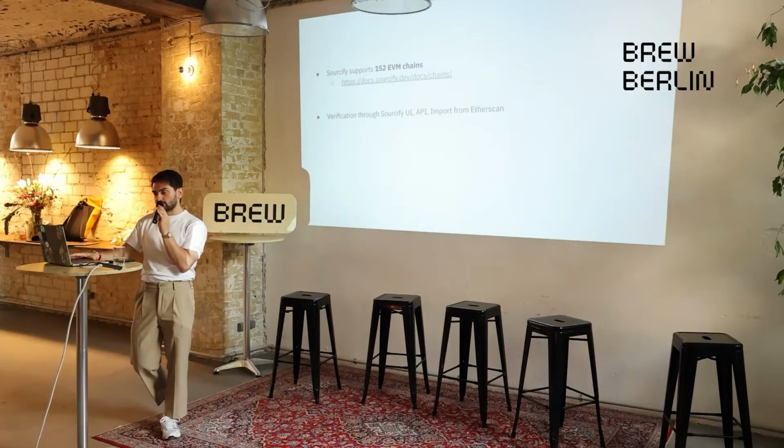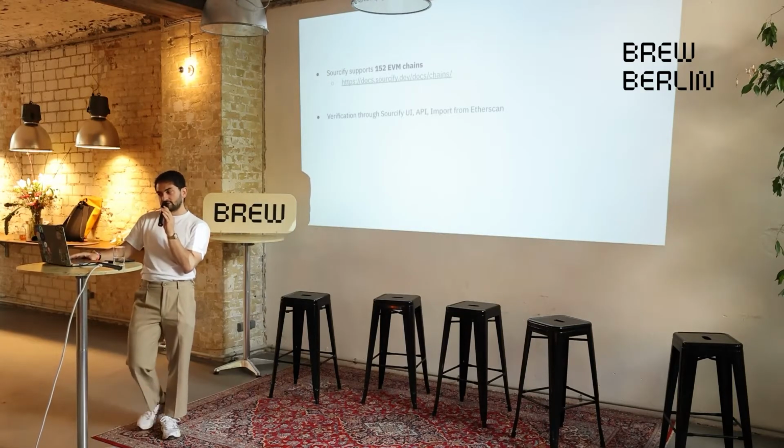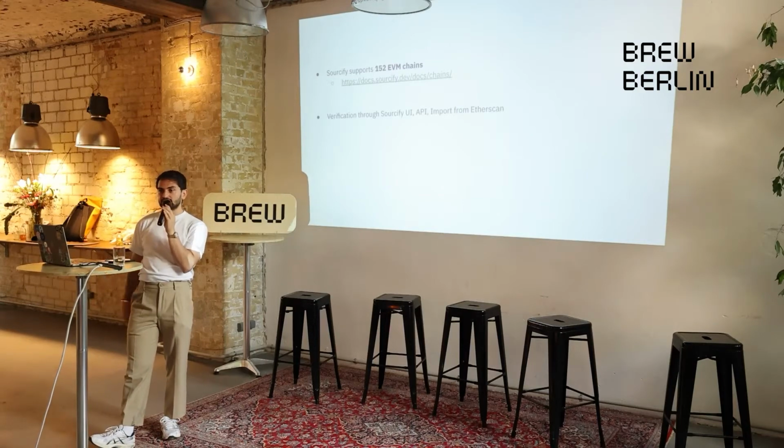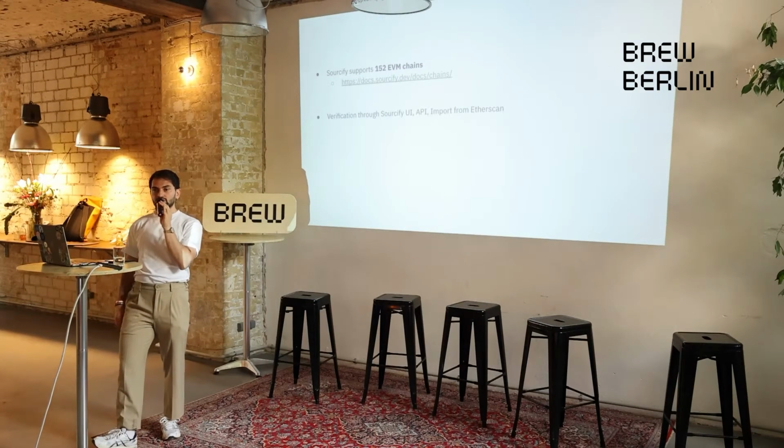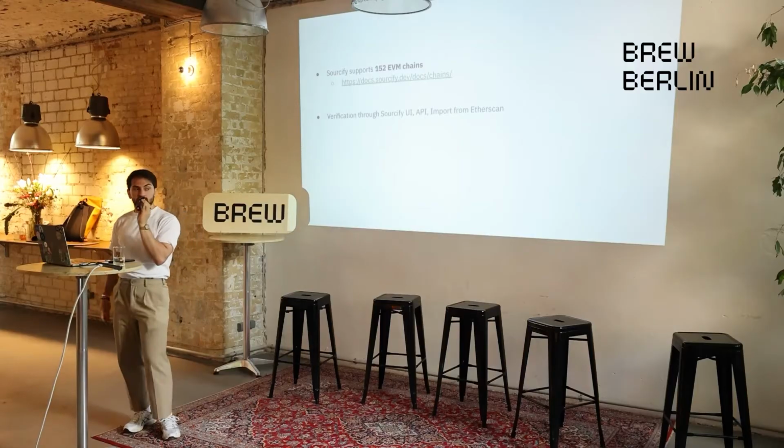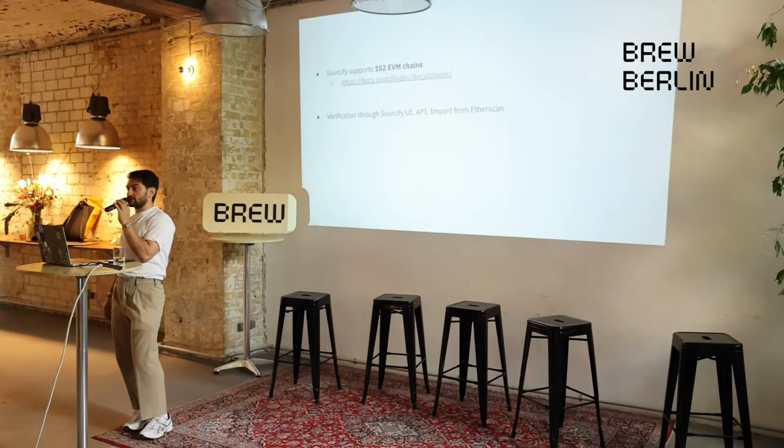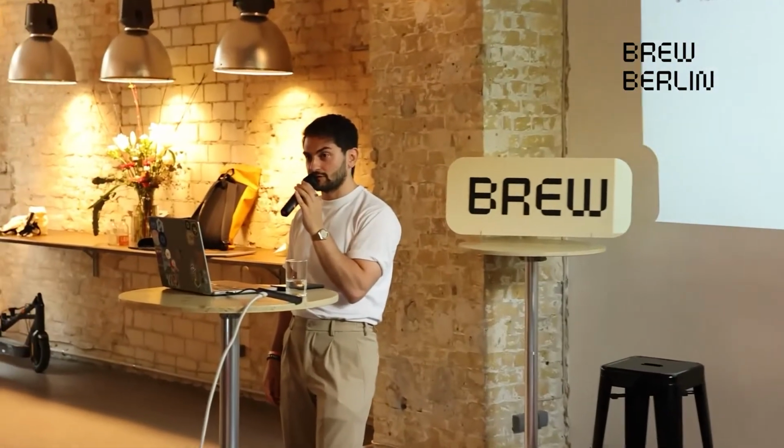Currently, Sourcify supports around 152 chains. These range from the main chains such as Ethereum, L2s, Optimism, Arbitrum, to every little chain that you can think of. As long as you have an RPC and you have added your chain to chainlist, there's the ethereum-lists chain list. As long as you have added your chain there, you can just start verifying contracts on Sourcify.